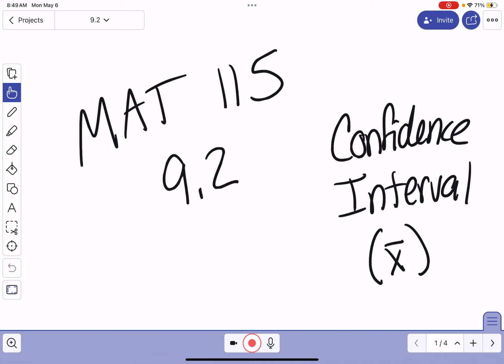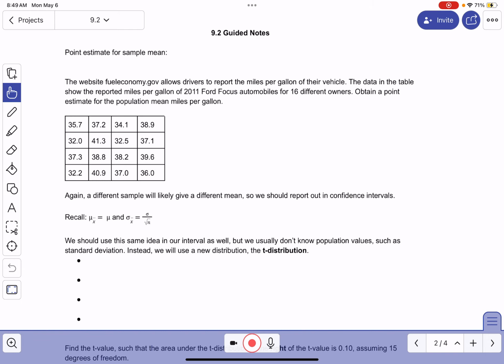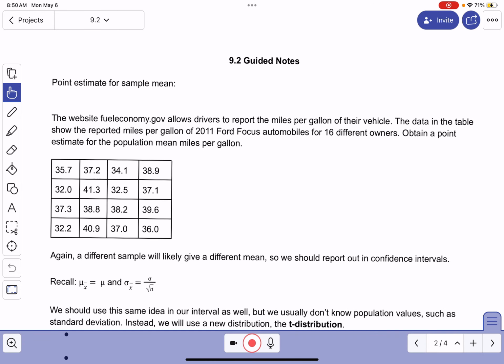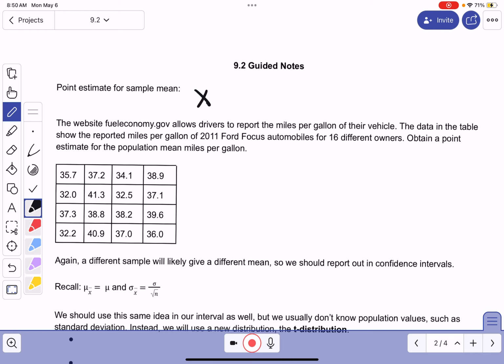All right, this video is covering 9.2, and it's confidence intervals when we're using the sample mean. So your point estimate for your sample mean is just X bar. So you've made your distribution of your mean, you find the X bar, it's just the sample mean. We already know that symbol. In case you can't remember how to find it, here's this table.